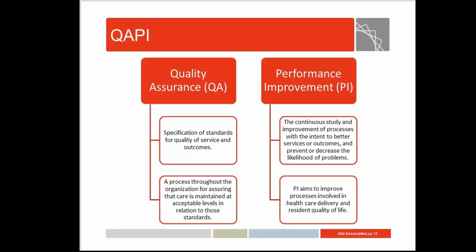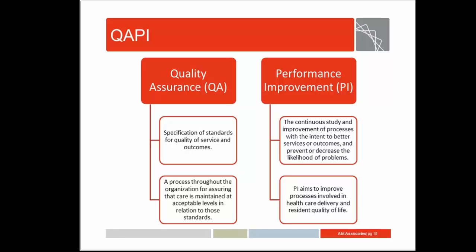QAPI is a coordinated application of two mutually reinforcing aspects of a quality management system: quality assurance, or QA, and performance improvement, or PI. And QAPI takes a systematic, comprehensive, and data-driven approach to maintaining and improving safety and quality in nursing homes while involving all nursing home caregivers and residents and families in practical and creative problem solving.